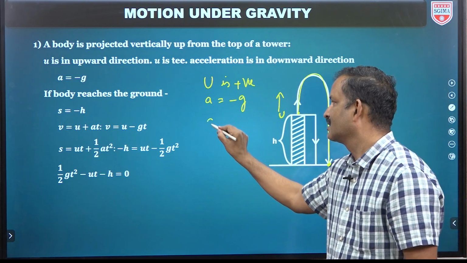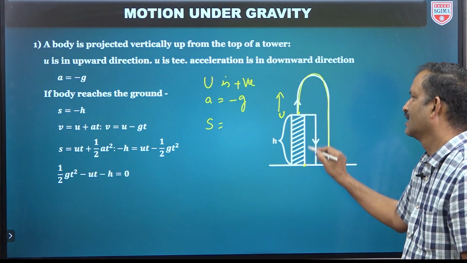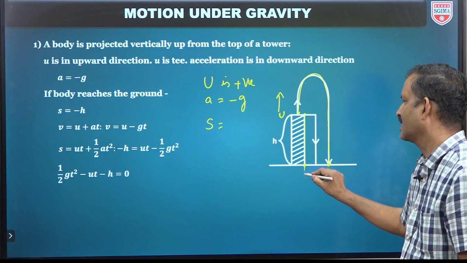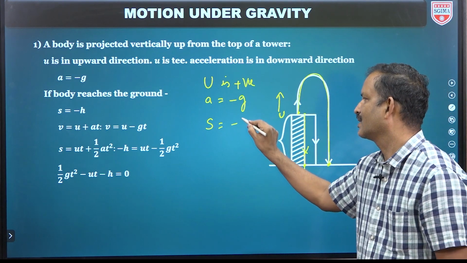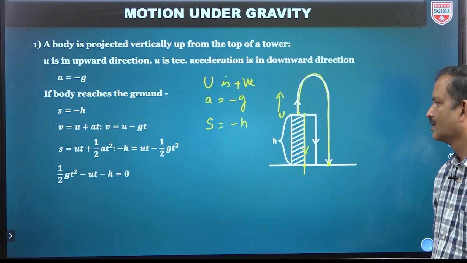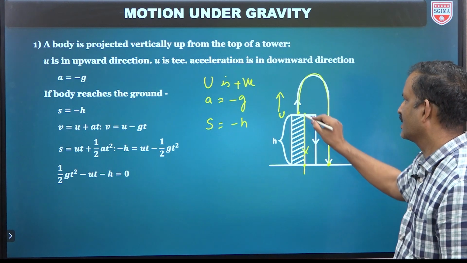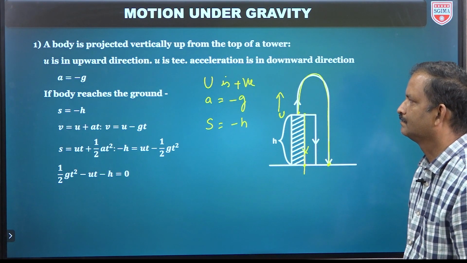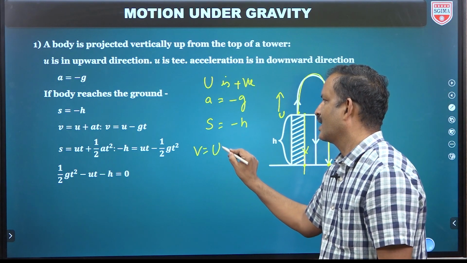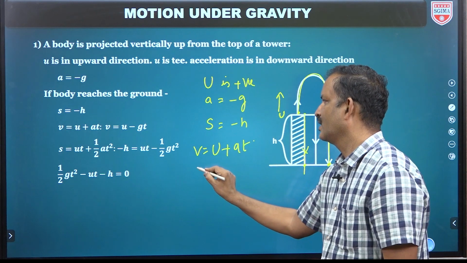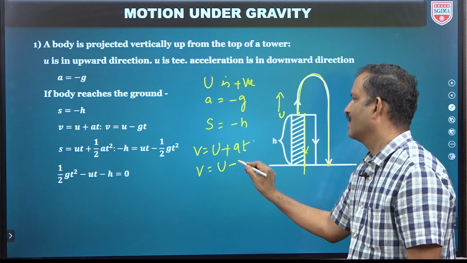S is displacement. Actually, it started here. It will come to here. Displacement is from the initial to the final position direction. This displacement is downward, minus h. See, the time taken to reach the ground is t. So, suppose you want to find out v is equal to u plus at. So, v is equal to, suppose u minus g into t.